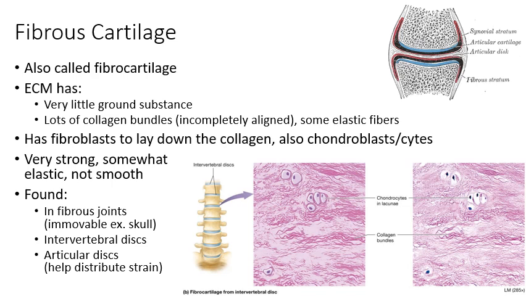Okay, then we have fibrous cartilage. You can also see that called fibrocartilage. The extracellular matrix has very little ground substance and many collagen bundles. They're mostly aligned, but not all the way aligned. So as you can see here, you've got some running this way, some running this way, some running this way, right? So they're not entirely aligned with each other, but they all are running in roughly the same direction. You don't have any running up and down directly, for instance.